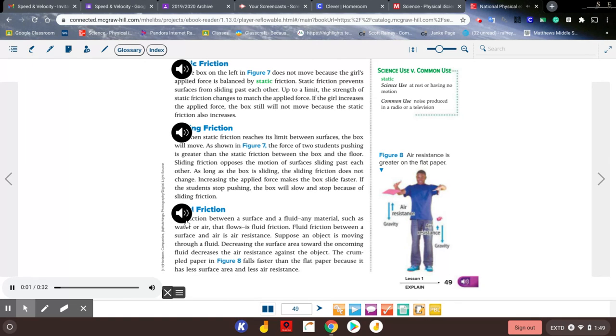Fluid friction. Friction between a surface and a fluid, any material such as water or air that flows, is fluid friction. Fluid friction between a surface and air is air resistance. Suppose an object is moving through a fluid. Decreasing the surface area toward the oncoming fluid decreases the air resistance against the object. The crumpled paper in Figure 8 falls faster than the flat paper because it has less surface area and less air resistance.